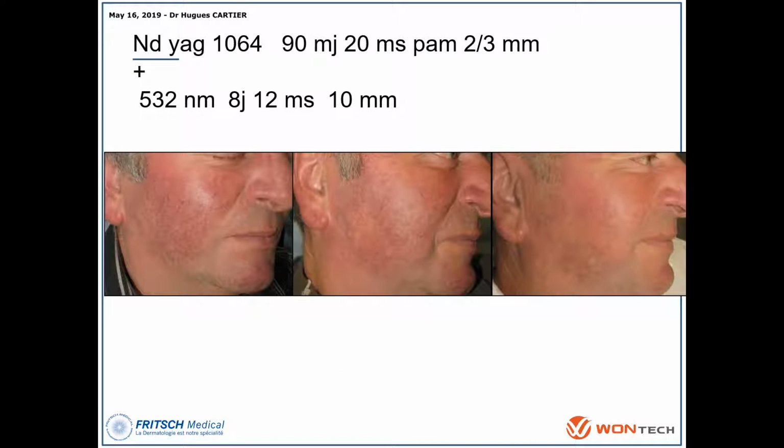For this man, the skin is thicker, so you have to destroy more. You can modify the parameters with maybe more energy, and it's easy to do.